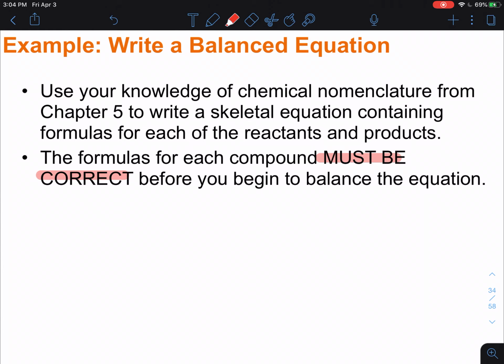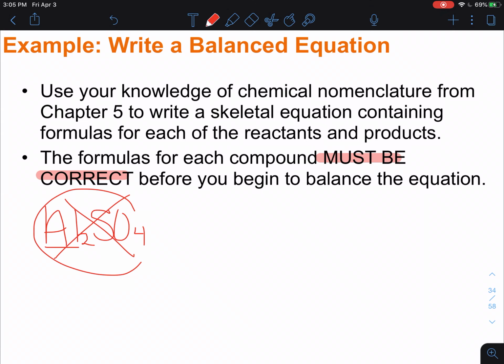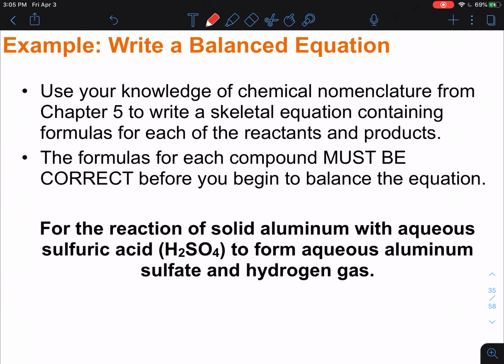So if you get aluminum sulfate wrong, if you write for aluminum sulfate AlSO, let's say if it's Al2SO4, right, that's not correct. That's wrong. So you need to make sure that you have this correct before you even get started. So here we go. We'll do a practice. For the reaction of solid aluminum with aqueous sulfuric acid, so that forms aqueous aluminum sulfate and hydrogen gas. So what are we going to do?